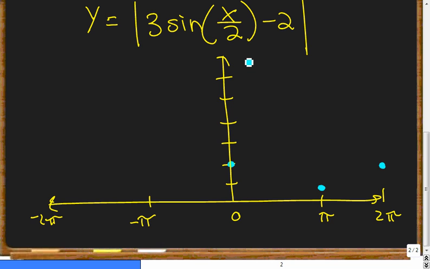And if we have negative pi over 2, this would be -1. 3 times -1 makes -3. -3 minus 2 is -5. This actually jumps all the way up to 5. 1, 2, 3, 4, 5. So our function jumps way up here. And then at -2 pi, this would be the sine of negative pi, which is 0, minus 2 gives me back to 2. So these can be figured out if you think of these big points.